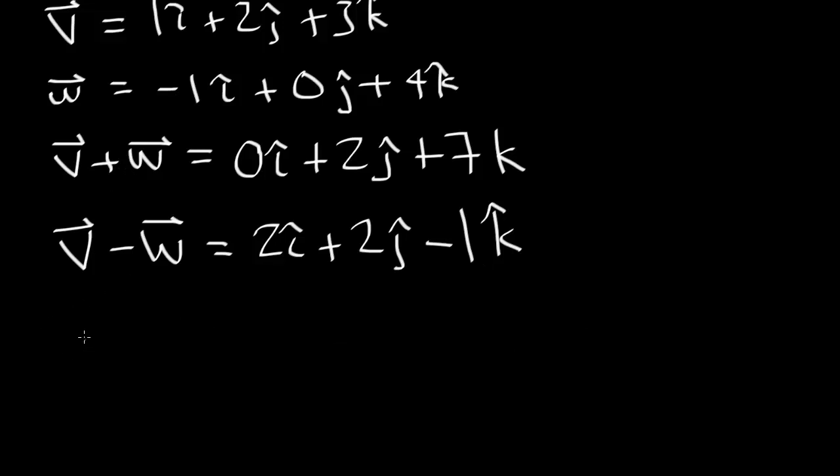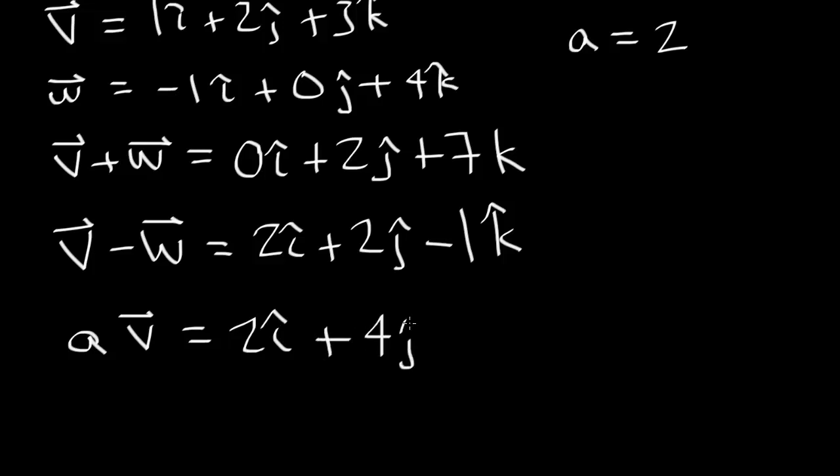Now let's talk about scalar multiplication. So let's define a scalar a, and we'll say it's equal to the number 2. So if we say a times v, that's going to be equal to 2 times this vector up here, and we just multiply 2 times each component. So it's 2i plus 4j plus 6k. Alright.